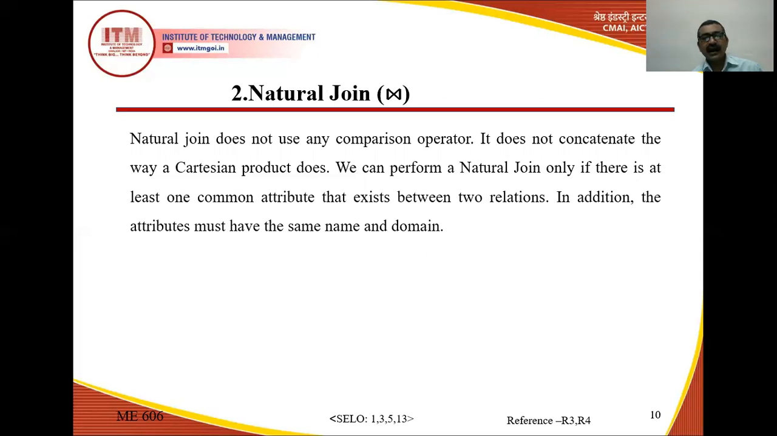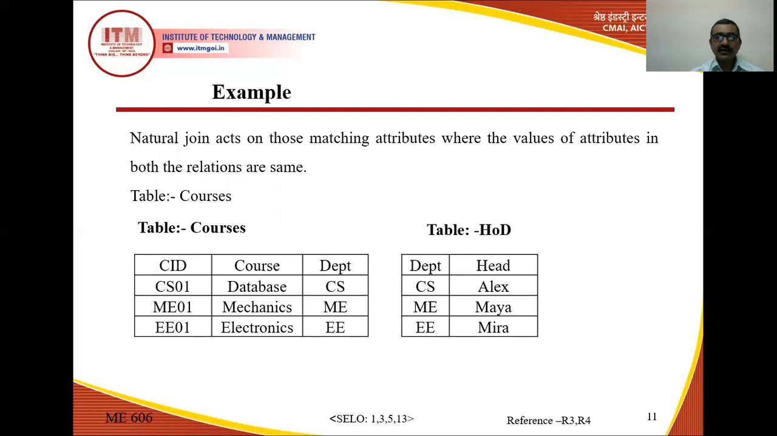In addition, the attribute must have the same name and domain. So there is one condition: the attribute has the same name and domain in both tables. Here is another example of the natural join. Natural join acts as a matching attribute, where the values of the attribute in both relations are the same. Here we use two tables, course and HOD. Course has three fields, CID, course and department, and HOD has two fields, department and head.